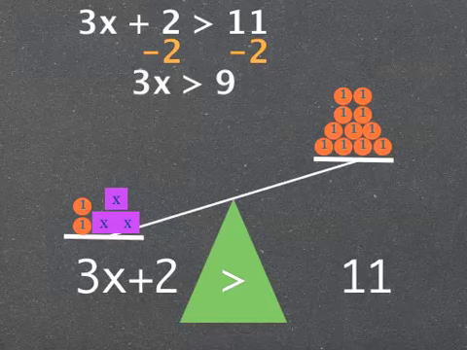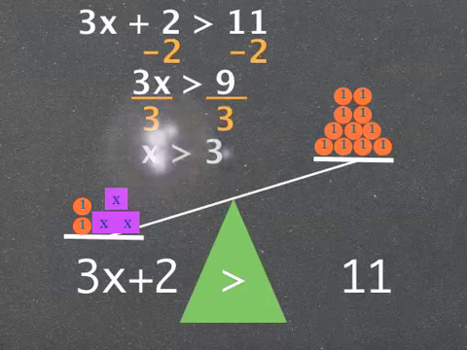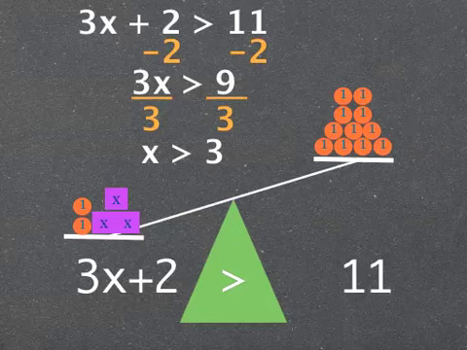Now your goal is to get x by itself. I need to use inverse operations. The opposite of multiplying by 3 is to divide by 3. When you divide by 3 on both sides, your 3's cancel out. 3 divided by 3 leaves you with just 1x. And your x is going to be greater than 3 because 9 divided by 3 is 3. So you've solved the inequality for the scale. You know that x can be any number that is larger than 3 or greater than 3.